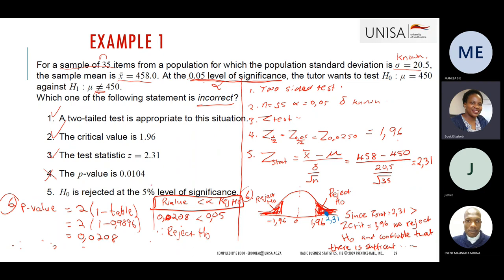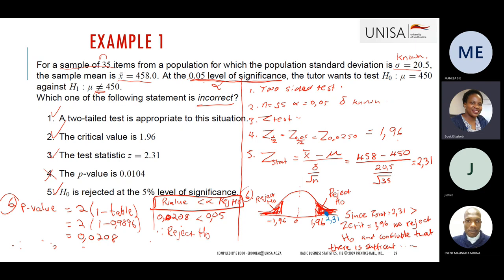So that is the incorrect one. And the null hypothesis is rejected at the 5% level of significance. We did reject that at the 5% level of significance. Whether we use the p-value or the critical value, we're going to make the correct decision. Like I said, you need to know all six steps of hypothesis testing in order to answer questions in your assignment or exam, because one or all of the options might relate to all six steps, as you can see from here.